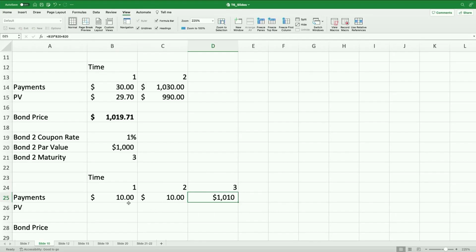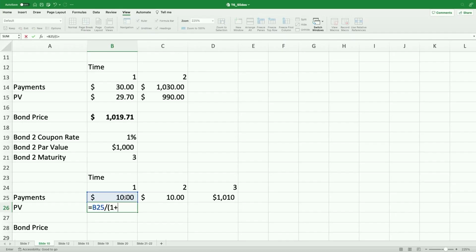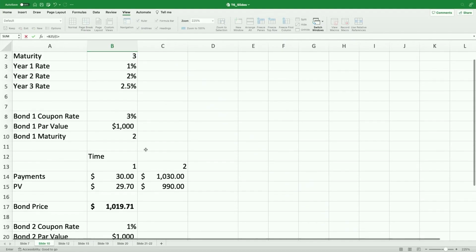All right, let's discount each of these cash flows, importantly, by their appropriate spot rate. So the 1-year cash flow of 10 gets discounted by the 1-year spot rate here.